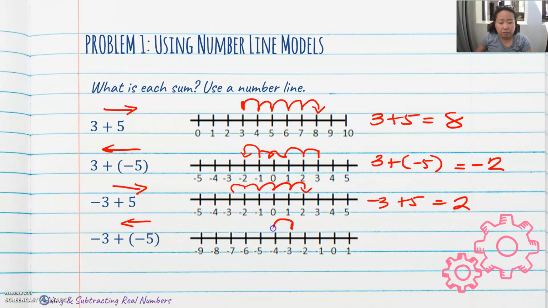Next, -3 and adding -5. So it's going to the left, 1, 2, 3, 4, 5. That's going to be -3 plus -5, which is going to be -8.